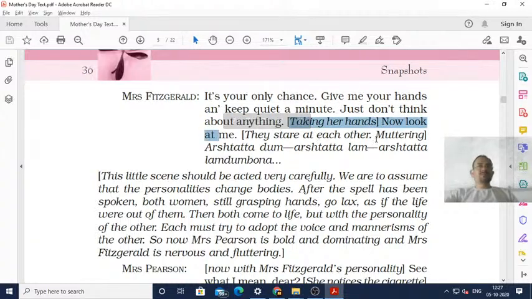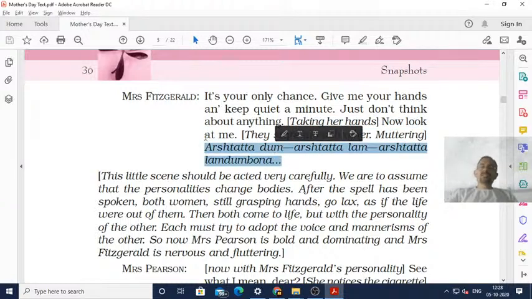They stare at each other, muttering Arstata Dam, Arstata Lam, Arstata Lam Dam Bona. Okay, she's saying some mantra actually. She has taken the hands of Mrs. Pearson, Mrs. Pearson's palms are together. Okay, and Mrs. Fitzgerald is muttering some mantra. Okay, so let's find out.